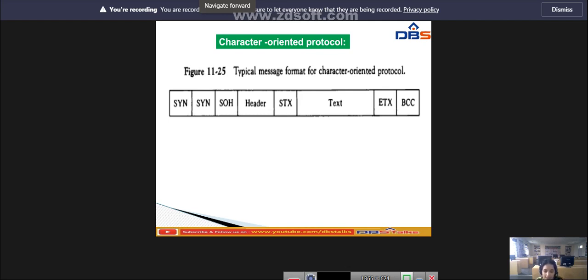So first, having the synchronization. The first two synchronize characters assure proper synchronization at the start of the message. So at the start of the message we are using the two synchronization characters.